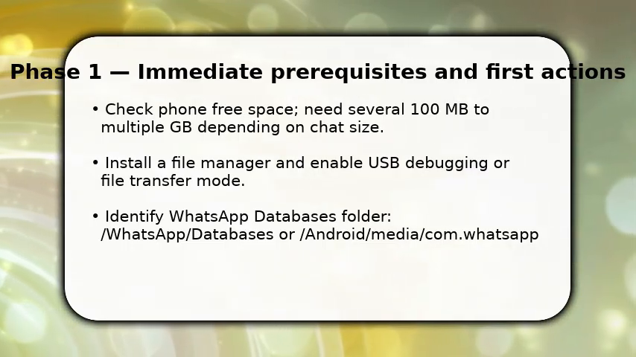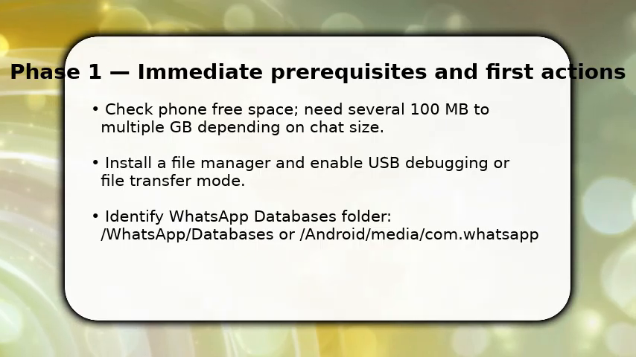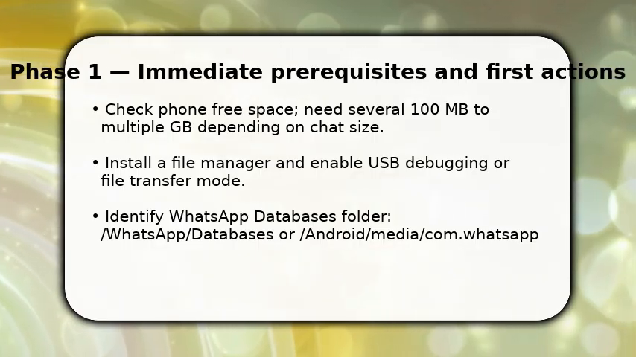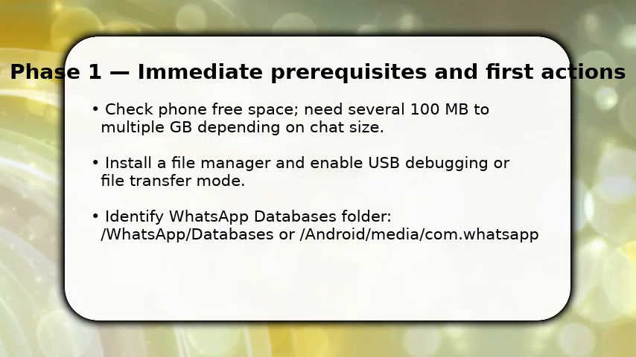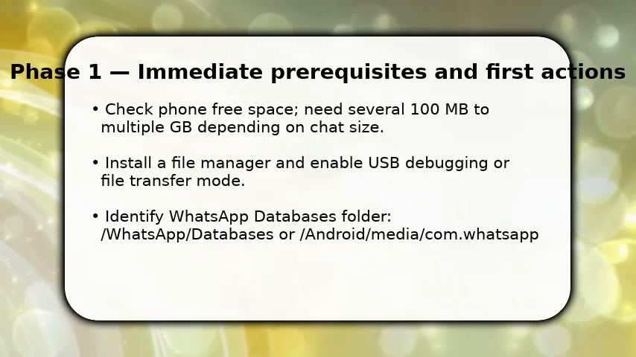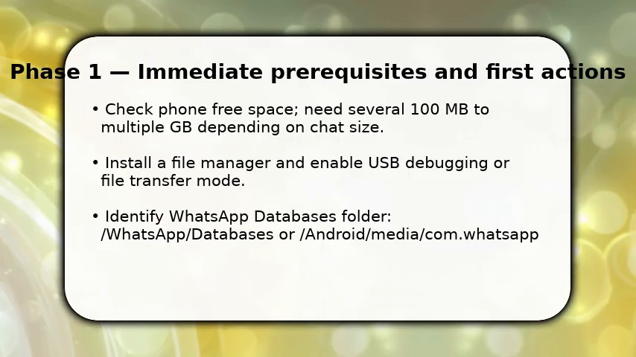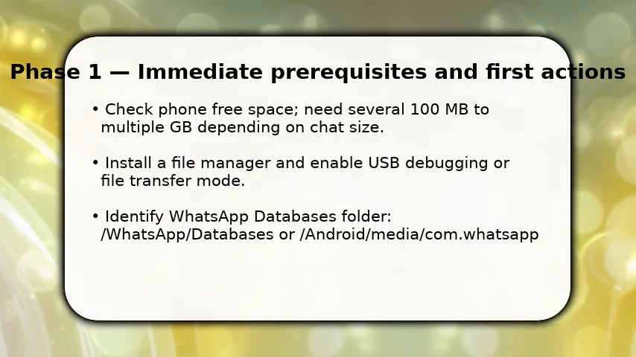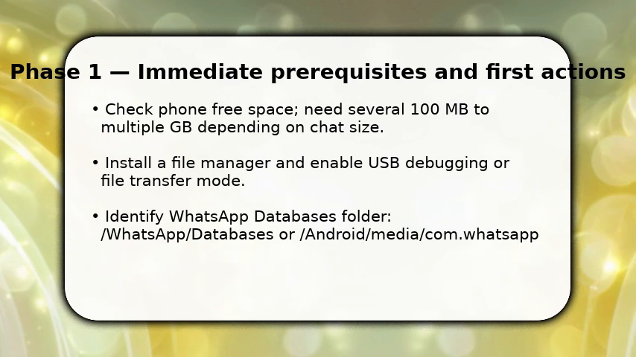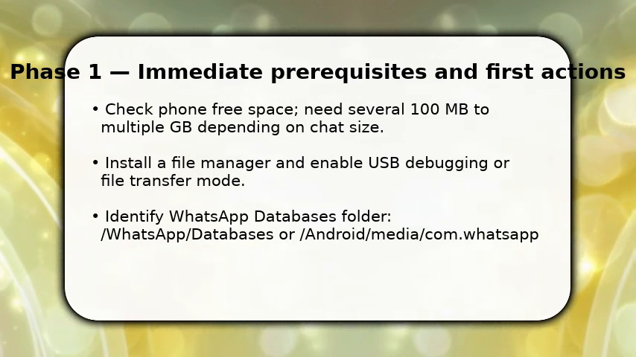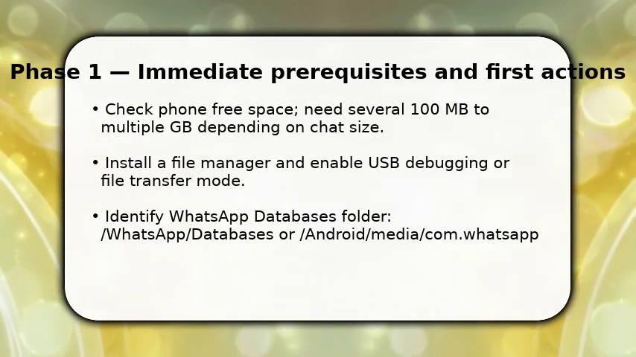Once connected, open a file manager and navigate to WhatsApp's database path, either /WhatsApp/databases or Android/media/com.whatsapp, depending on Android version. You need to see files named msgstore.db.crypt12 and similar. Copy those files immediately. This gives you the raw chat archive to secure.